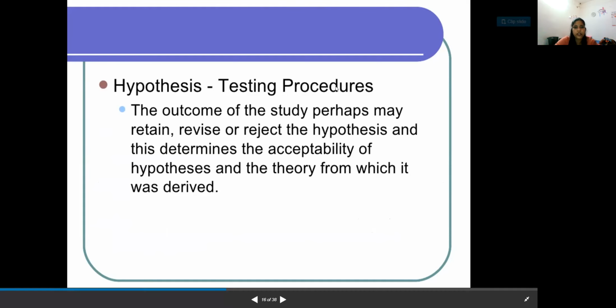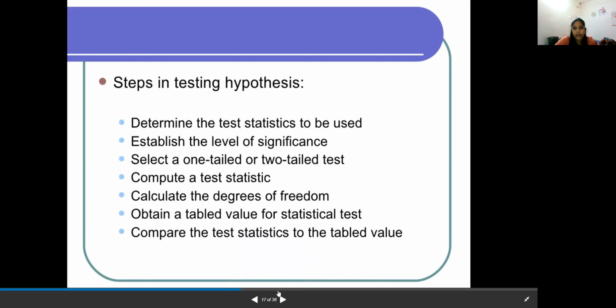You can see the testing procedures. The outcome of the study perhaps may retain, revise, or reject the hypothesis and determine the acceptability of the hypothesis and the theory from which it was derived. Sometimes the hypothesis will be accepted, and sometimes it will not be accepted; rejection will also happen. And next are the steps in testing hypothesis.